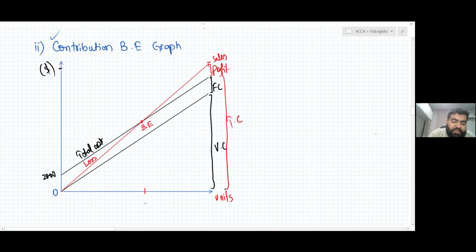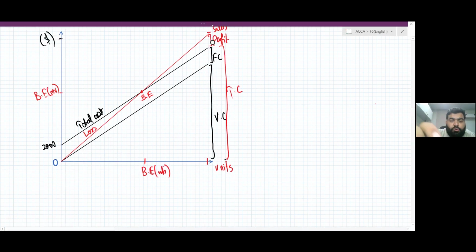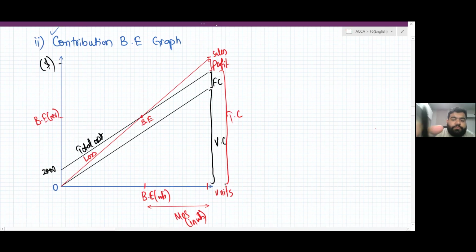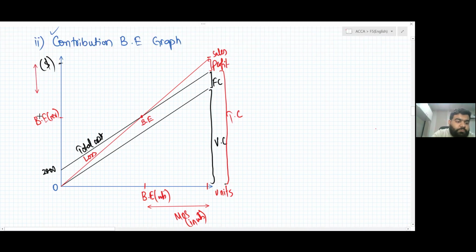Again, on the x-axis, there is a break-even point in units, totally same as above. And here, for example, this is the break-even point in revenue. And if this is the total sales here, the difference between the total sales and break-even sales will be margin of safety in units. And here it's margin of safety in revenue.